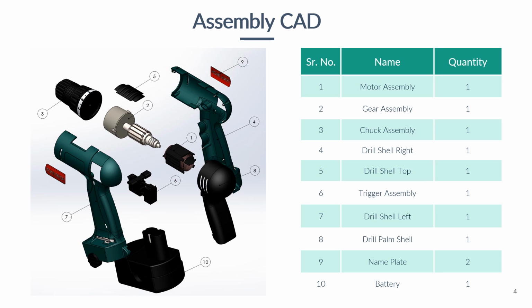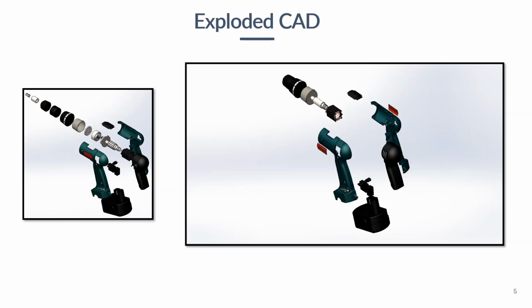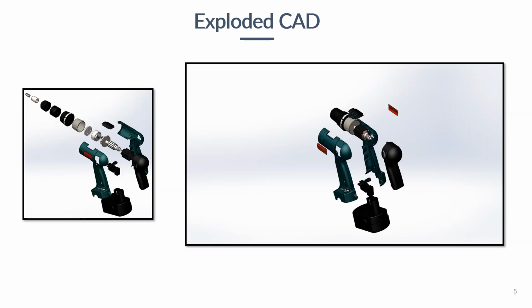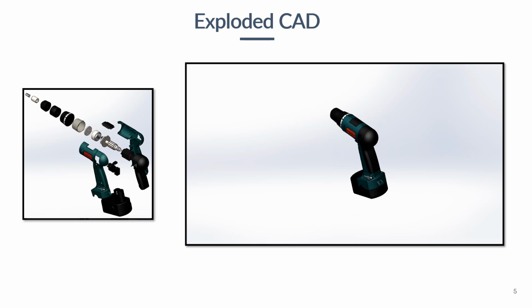In this slide, we have an exploded CAD model of the cordless drill. All components can be categorized under the shell, power supply, or rotation. This slide visualizes the exploded view of the CAD model.